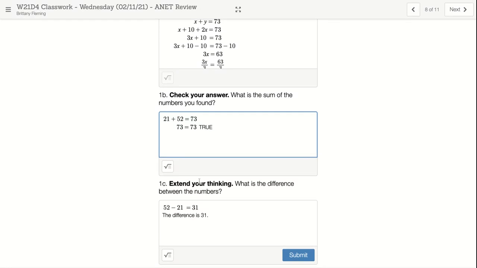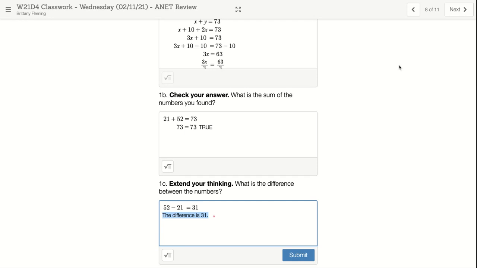Moving on, I'm going to extend my thinking. What is the difference between the numbers? Difference means to subtract, right? I want to figure out what is the difference between 52 and 21. How far apart are they? So 52 minus 21 is 31. So the difference is 31. That is all.